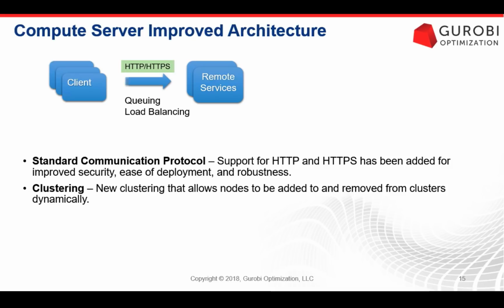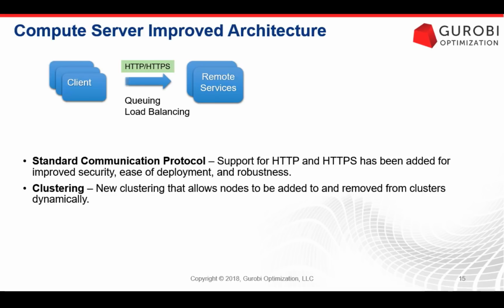So we've made a number of improvements to our compute server product in this release. The first is that we've moved to standard communication protocols. In previous releases of our compute server, we used proprietary communication protocols, which had some downsides. With the latest release, we've moved to HTTP and HTTPS, so standard protocols. This improves security. HTTPS is a known security protocol. It's quite safe. It's quite well understood.